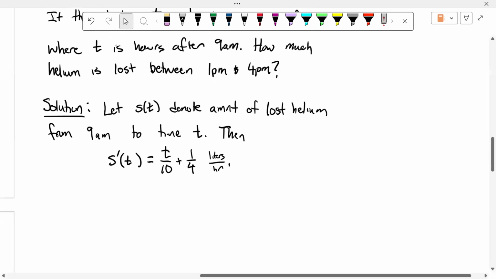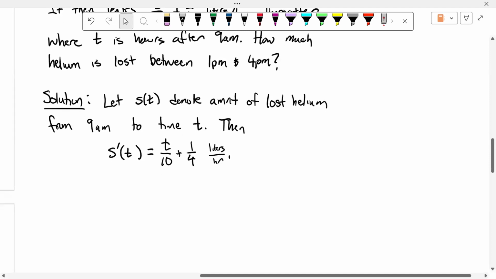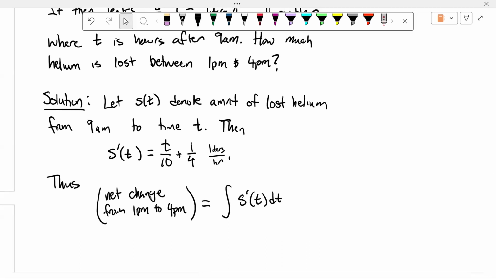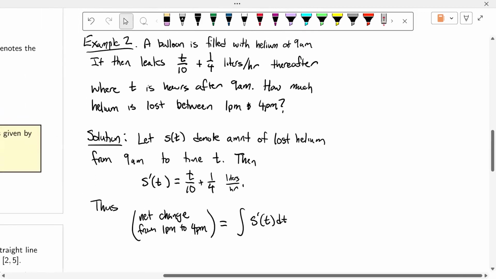Hey, Mike. All right, so we're going to let S(t) denote the amount of lost helium from 9 a.m. to time t. And so we've got to figure out this net change. How much helium is being lost? Net change from 1 p.m. to 4 p.m. Well, we're going to have this integral, right? And we're going to integrate S prime of t dt.